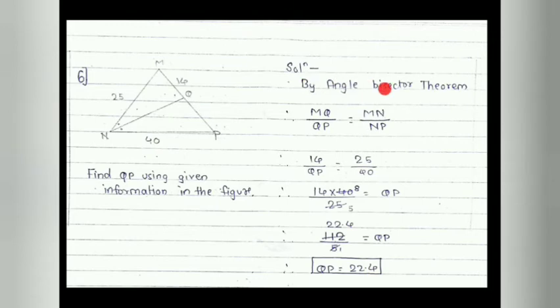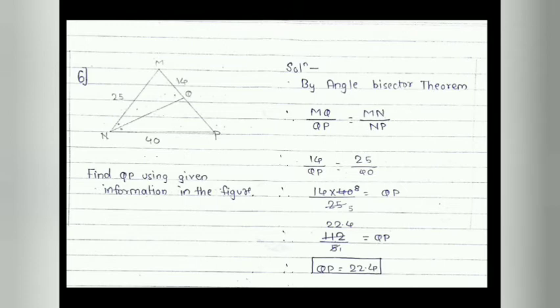By the angle bisector theorem, here NQ is the angle bisector of angle MNP. Because of that, by the angle bisector theorem, we can write the property MQ upon QP is equal to MN upon NP. So again, now put the values here and try to simplify. We'll find the value of QP, that is 22.4. All these are very simple examples.